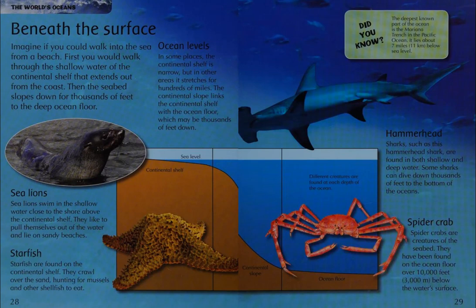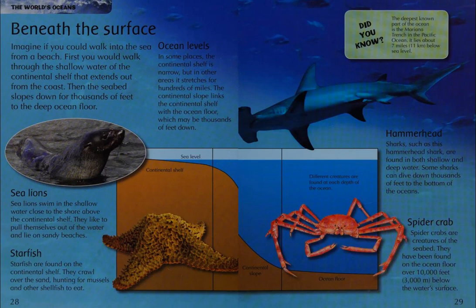Hammerhead. Sharks, such as this hammerhead shark, are found in both shallow and deep water. Some sharks can dive down thousands of feet to the bottom of the oceans. Spider crab. Spider crabs are creatures of the seabed. They have been found on the ocean floor over 10,000 feet, 3,000 meters, below the water's surface.